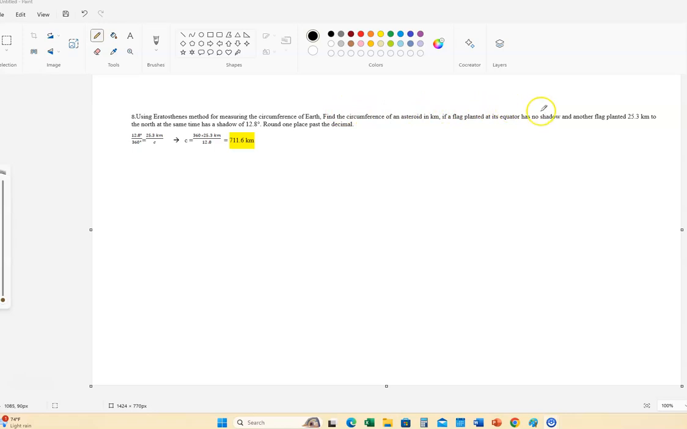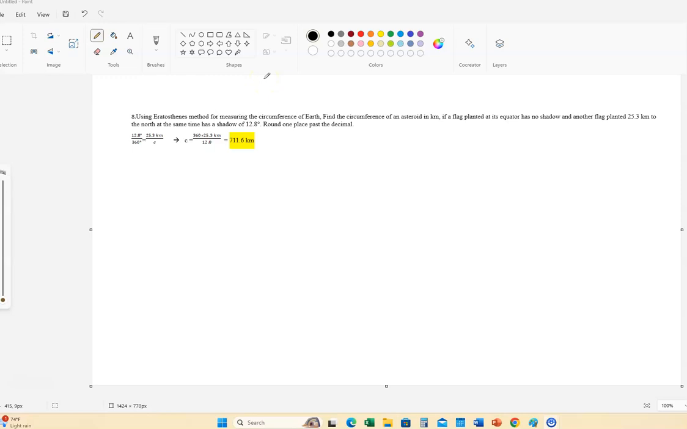In this case, it says find the circumference of an asteroid in kilometers if a flag is planted at the equator where there's no shadow, and another flag is planted 25.3 kilometers to the north. So this is like a little tiny planet. At the same time, the shadow at the flag planted to the north has an angle of 12.8 degrees. We're going to round to one place past the decimal. So you're basically given all the information except for C.